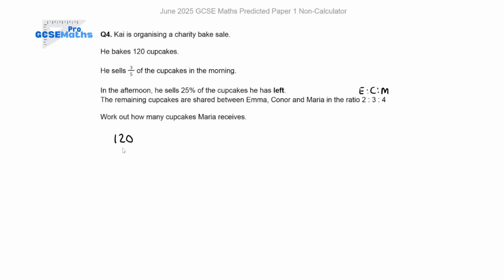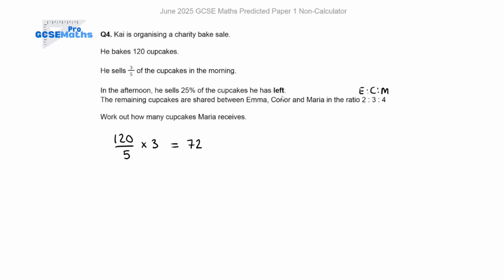When we're working out a fraction of an amount, we just divide by the denominator, multiply by the numerator. Dividing by 5, I basically just divide by 10 and then double it. So dividing by 10 is 12, double it is 24. Times by 3, 20 times 3 is 60, 4 times 3 is 12, so that's 72. You can obviously use bus stop division and column multiplication if you prefer. So this is how many he sells in the morning.